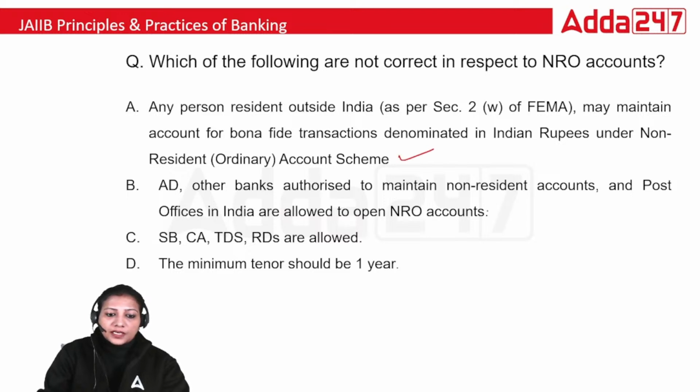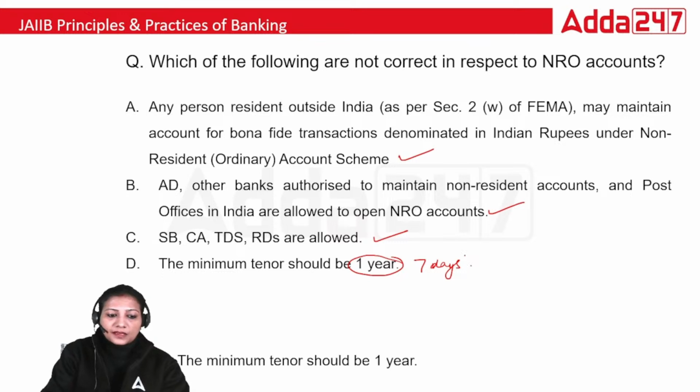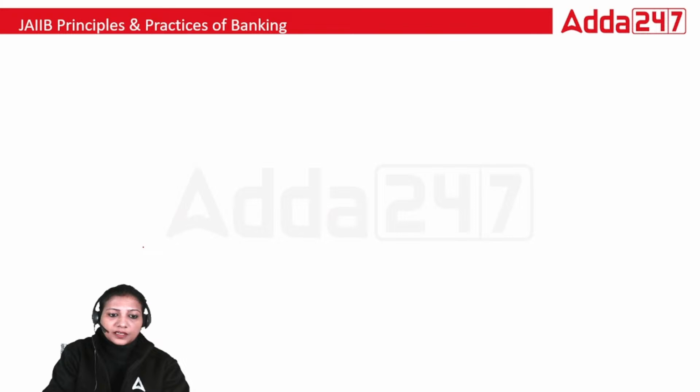This is correct. This is also correct. And in case of NRO account, this is also correct. But on tenor, the minimum is 7 days. So D is the right answer. That D is not correct.